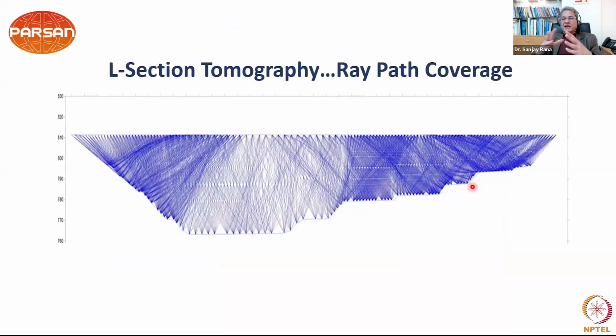Ultimately, when we do this entire exercise, the idea is to make a dense crisscross of the ray paths. So here are these ray paths. For example, these galleries generally have 24 or 48 receivers at one point. So once one shot is initiated at one point, it is received by these 24 or 48 receivers in the gallery. Then we move to the next point and the next point, and the same sequence continues from one end of the dam to the other.